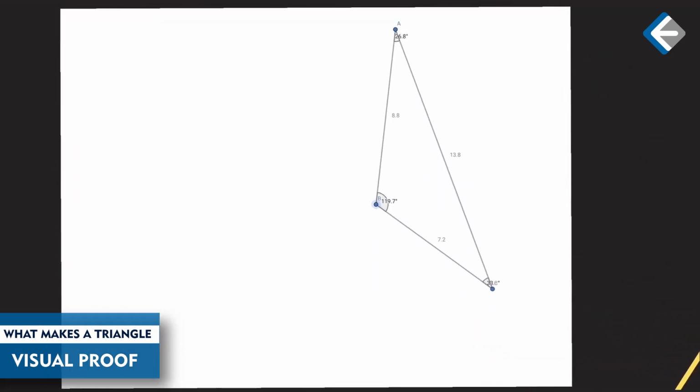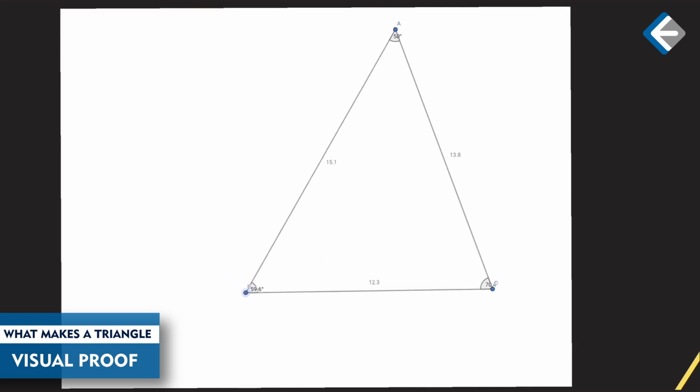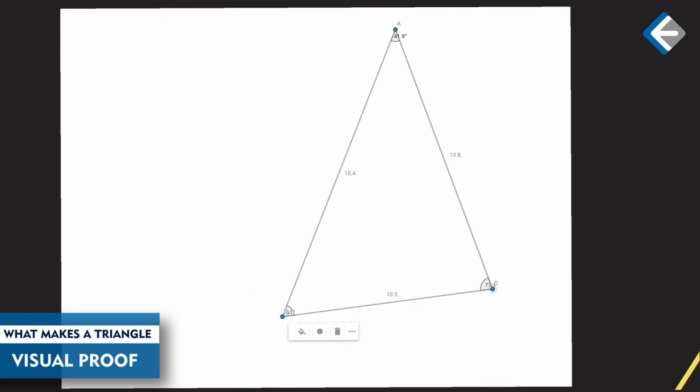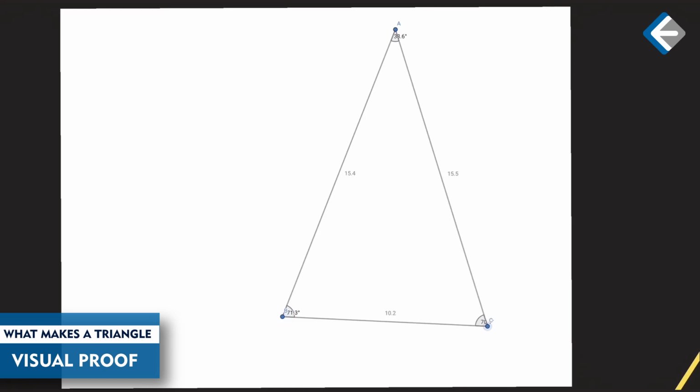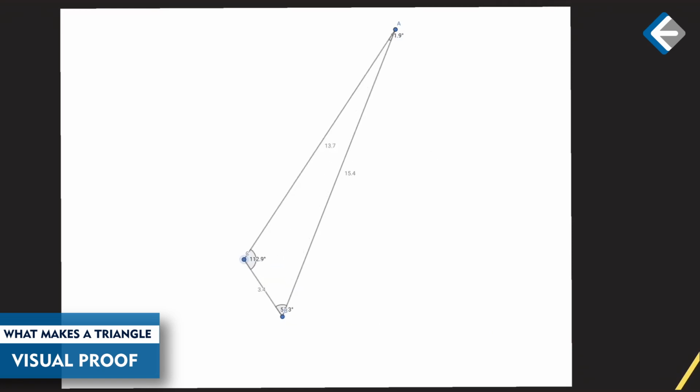The sum of the measures of a triangle is 180. Now see this triangle. Put it in any position you want to. Put it anywhere and add the three angles A, B, C. The sum of the measures of a triangle, A plus B plus C, will always be 180.